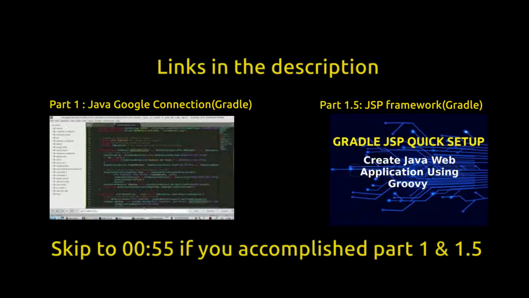The first part is mandatory, which shows how to connect Java with Google Calendar and display events in the terminal. The second part, which is actually 1.5, is the tutorial on how to create a JSP project using Gradle. The reason why it is mentioned as 1.5 and not 2 is because it is a separate topic on its own. In this part we are going to merge whatever we made in 1 and 1.5, which reduces redundant steps and also makes this video short.